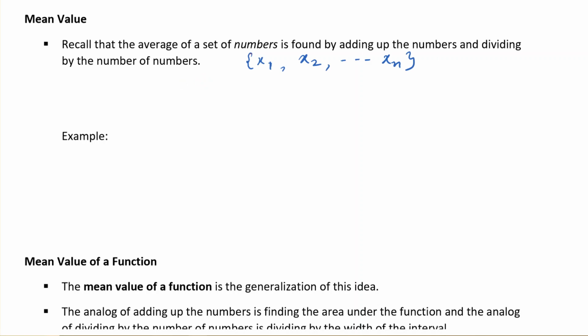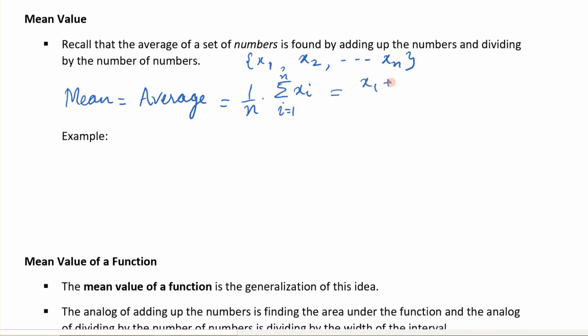If we have n numbers x1, x2, ..., xn, the mean or the average is given by 1 over n, summation of xi, where i varies from 1 to n. This sigma notation is just to imply the sum. So we do x1 plus x2 plus so on, the sum of all the terms divided by the number of terms.